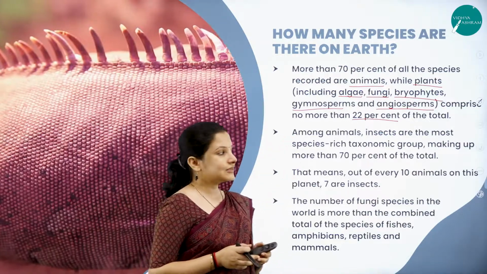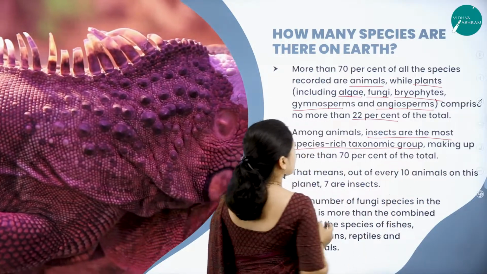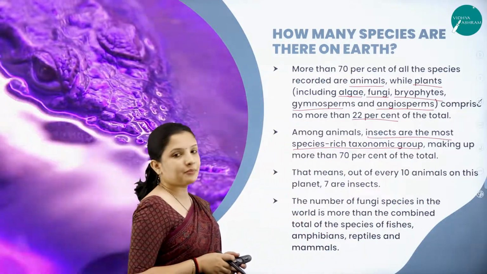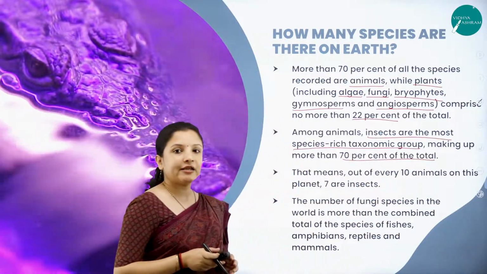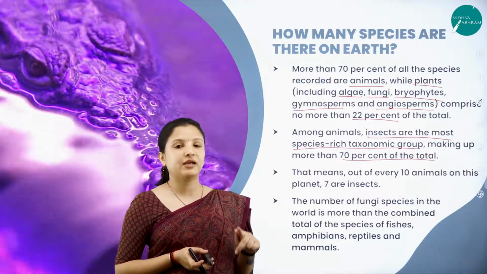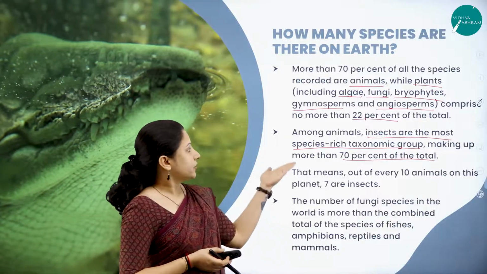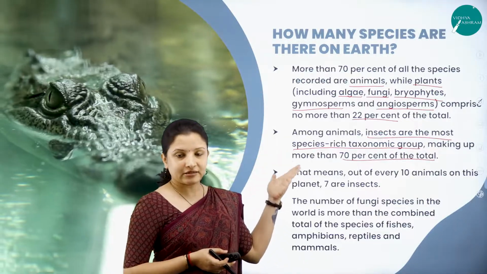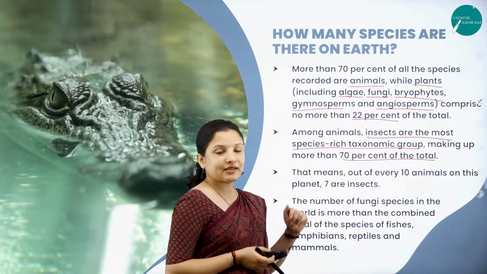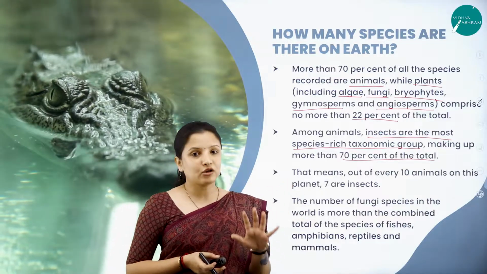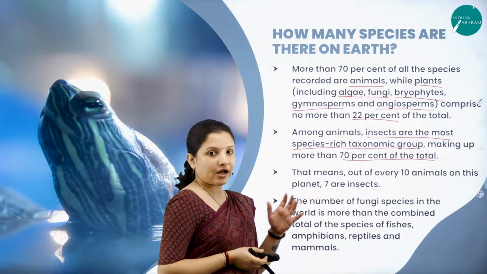Among animals, insects are the most species-rich taxonomic group, making up more than 70% of the total. Under animals we have insects, birds, reptiles, aves. It is divided like that, right? You have studied about that in biological classification when you studied your first PUC. So how many species are there? 70% of the species are animals itself. Out of that, insects are the most. Insects occupy the highest position.